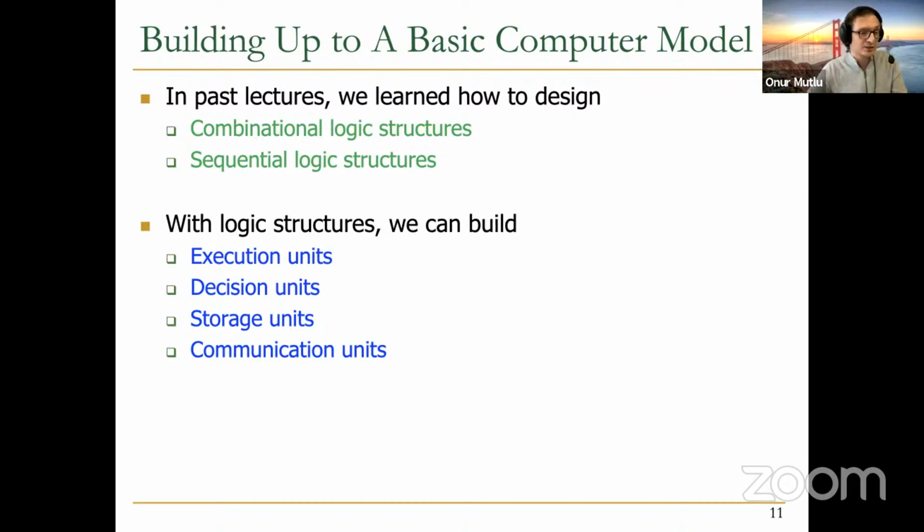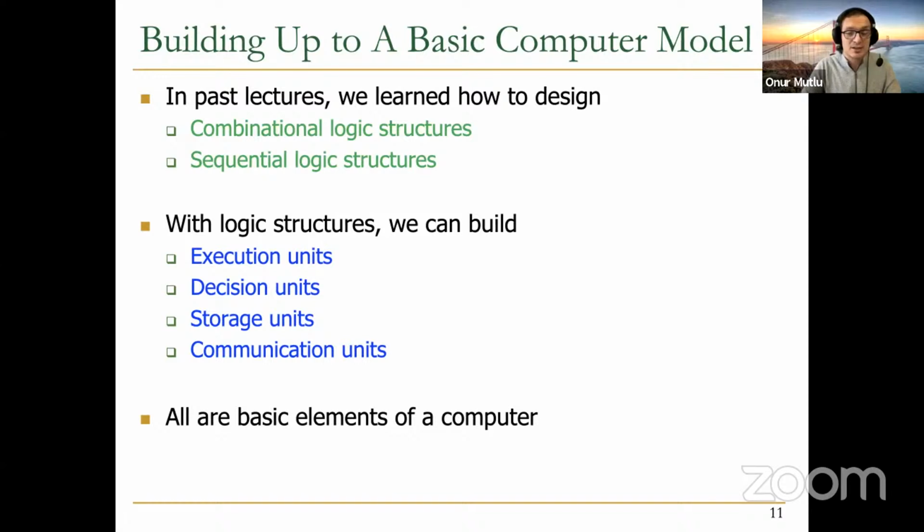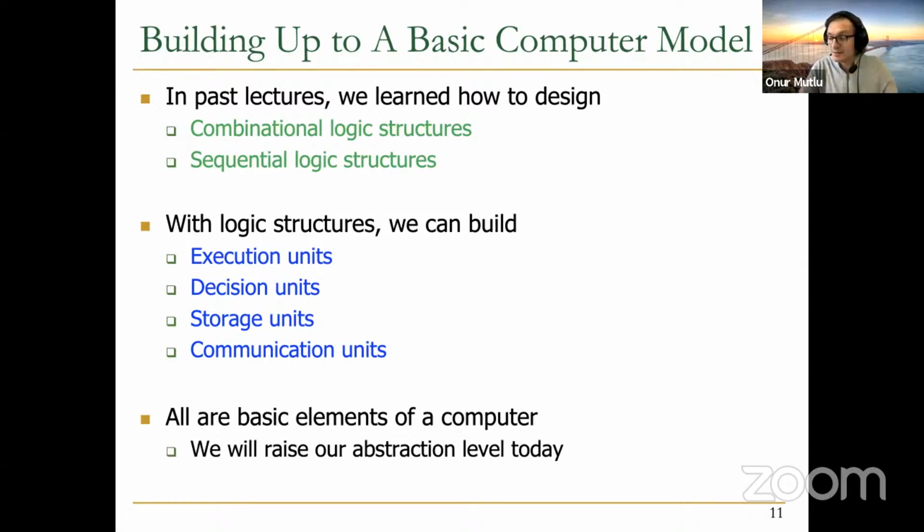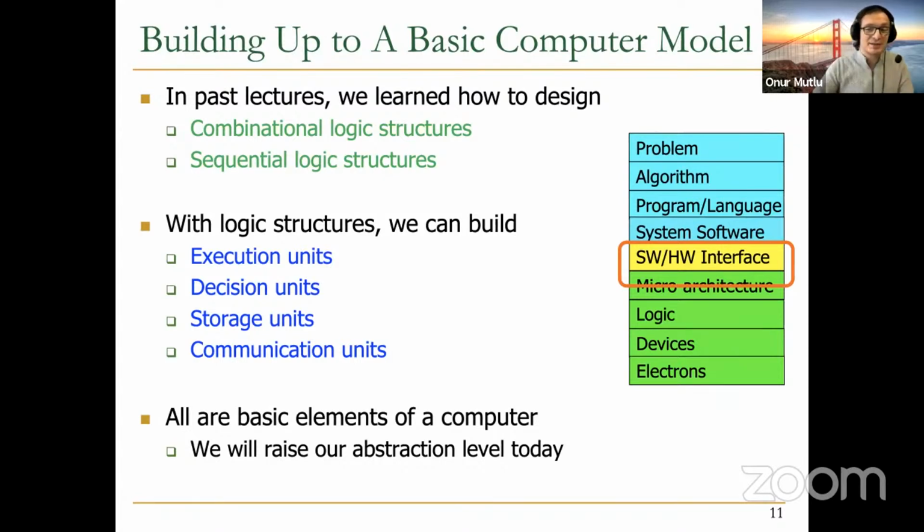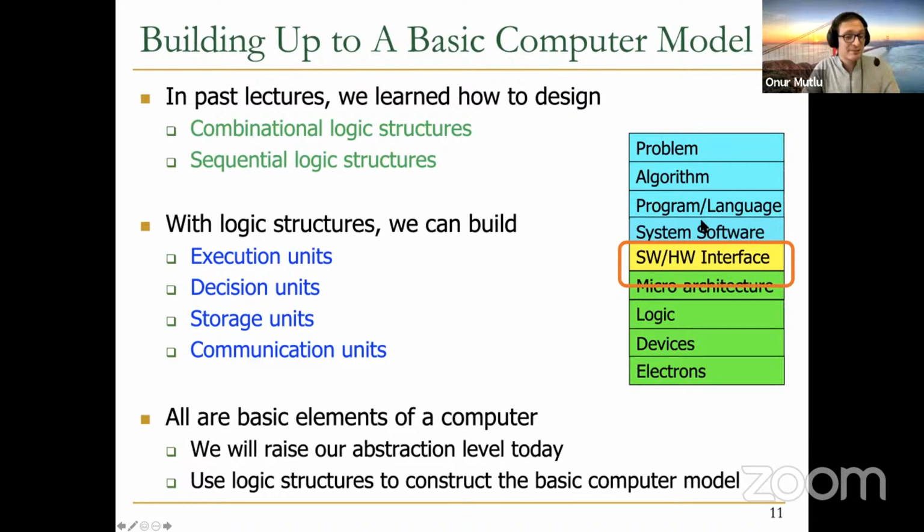So basically, we know how to build all of these at this point, and all are basic elements of a computer. Today, we will raise our abstraction level and combine these things. Essentially, we will cover the interface and the microarchitecture. Interface will be important because interface will expose to the software what we can do underneath, how we can use these underlying logic structures to basically make something the software wants happen. That's why the interface is extremely important. And microarchitecture is a design that will enable the interface to make it happen using the logic structures. That's why we have these beautiful abstraction layers, as you can see. So basically, we're going to use the logic structures to construct the basic computer model.